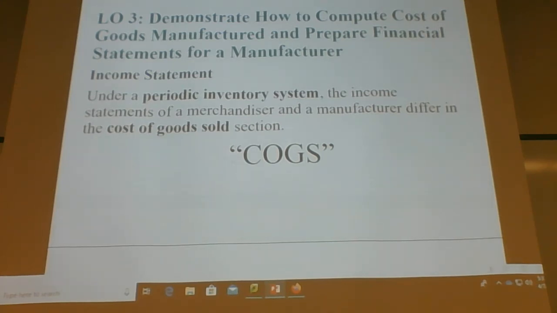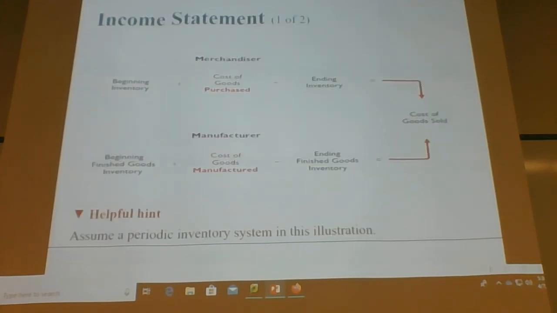So if we think about a multi-step income statement, we have revenue at the top, then our very next item is cost of goods sold. And if we subtract cost of goods sold from revenue, we have an item called gross profit. So this is a huge concept in manufacturing. And we have here a little example.